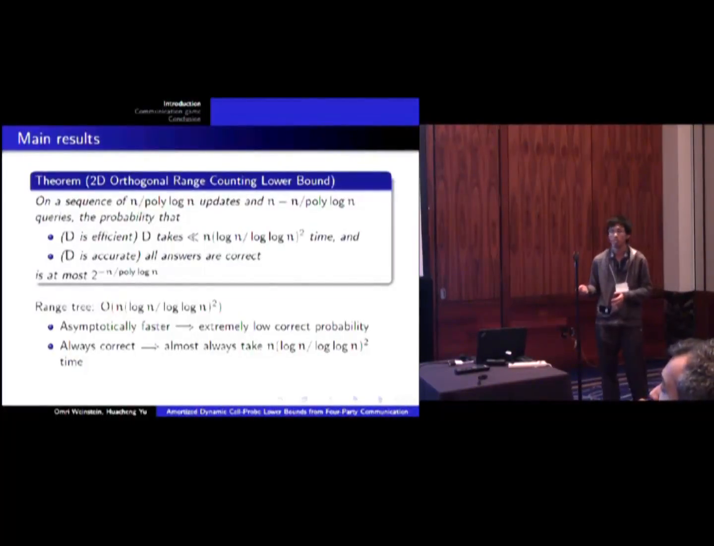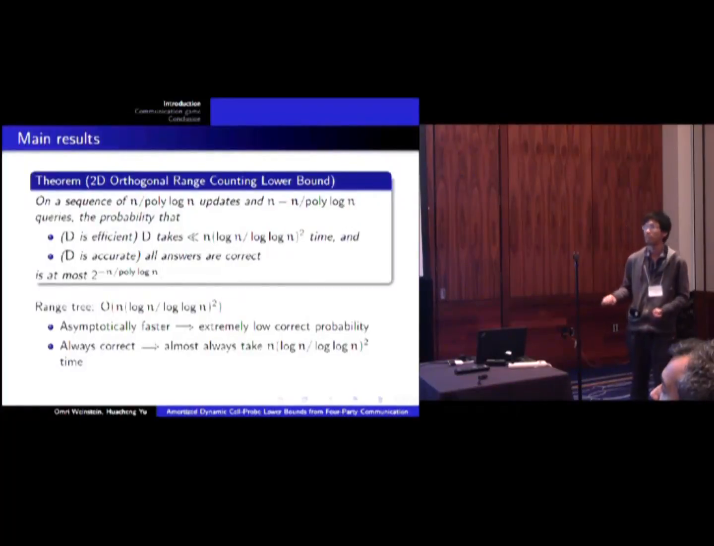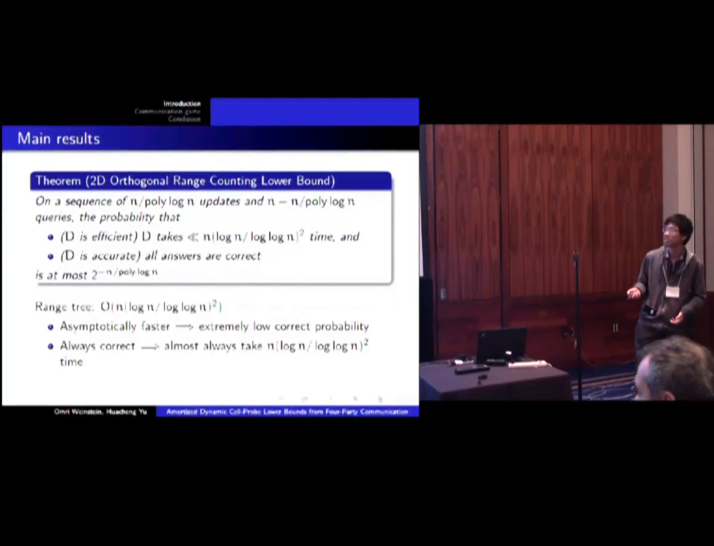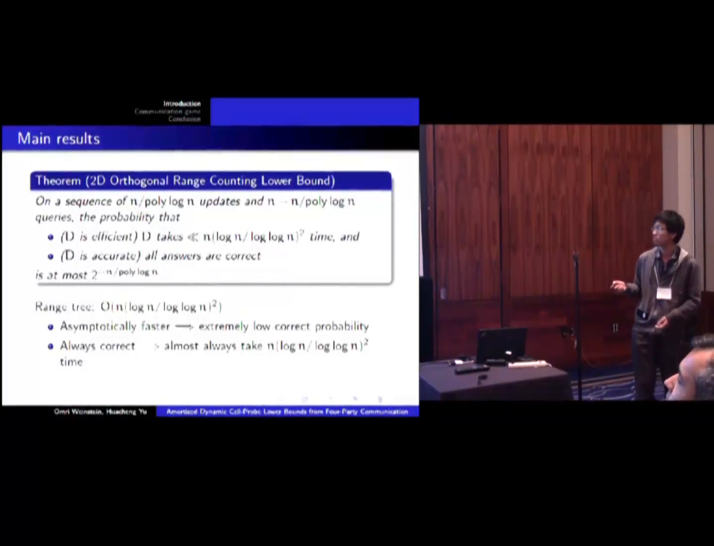We know from the statement that the data structure almost always takes n times log n over log n squared time. So we cannot even design any heuristics for this problem. We cannot design a data structure that is slow in the worst case or on average, but fast in some cases. No matter how you design the data structure, as long as it's always correct, then except with exponentially small probability, it will always take n times log n over log n squared time, which matches the time bound of the range tree.